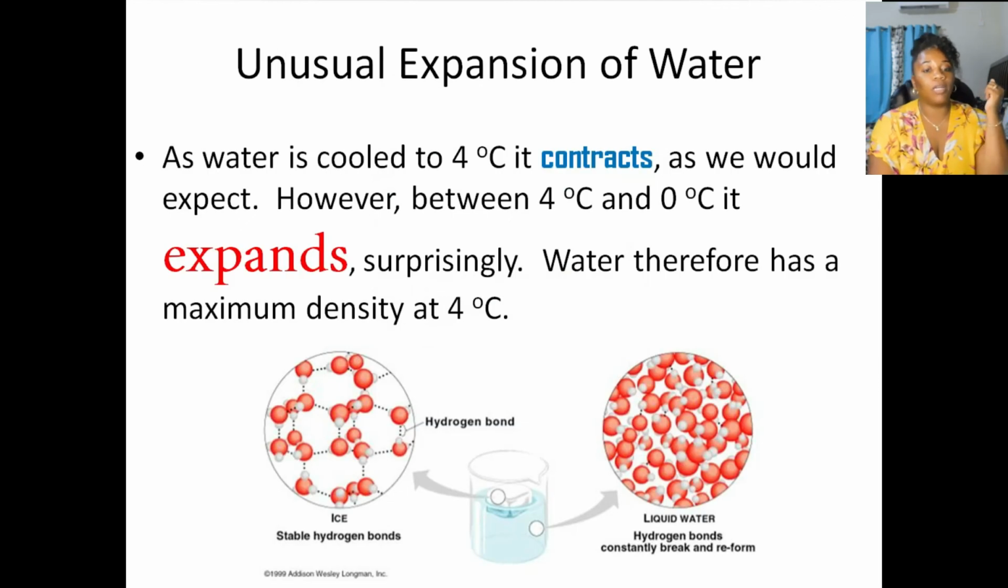The unusual expansion of water. As water is cooled to 4 degrees Celsius, it contracts, as expected. However, between 4 degrees Celsius and 0 degrees Celsius, it expands surprisingly. Water, therefore, has a maximum density at 4 degrees Celsius, meaning that water is at its heaviest, right? Water is at its heaviest at 4 degrees Celsius.